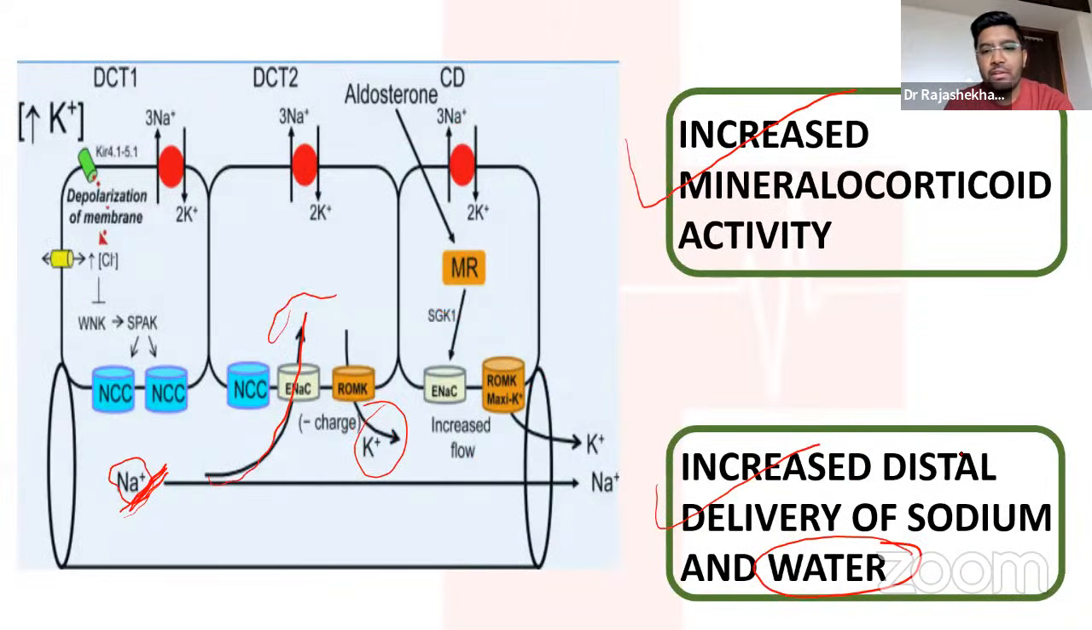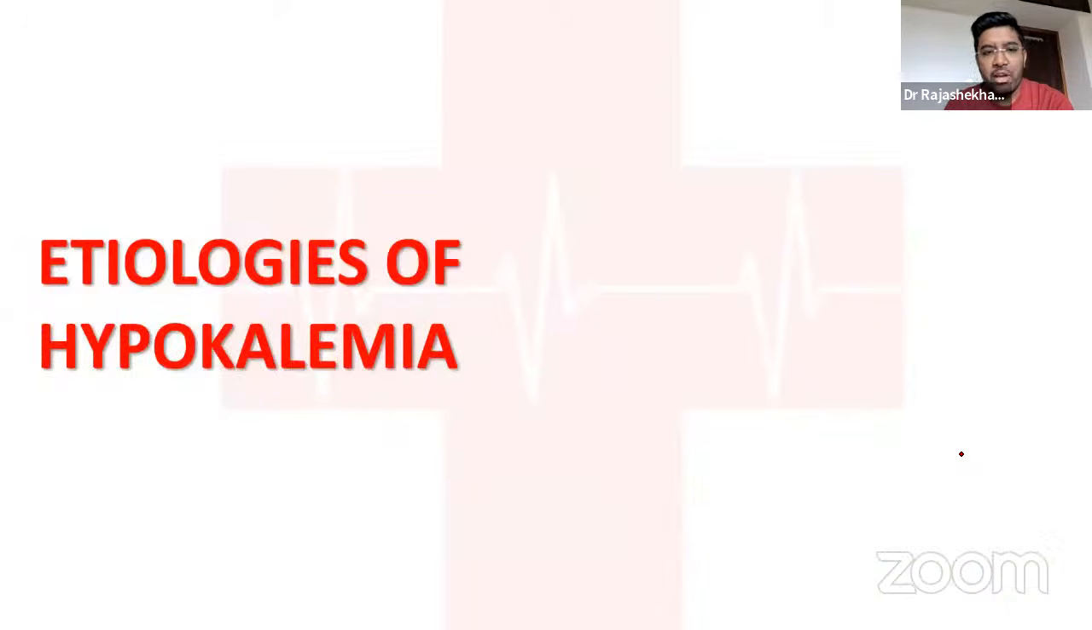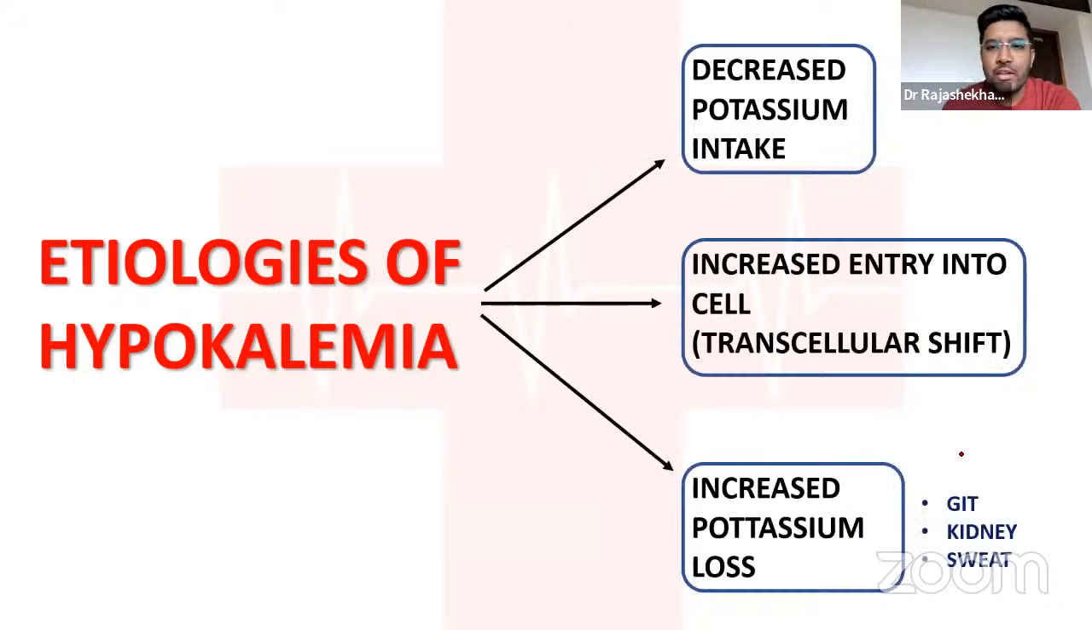So keeping these basics in mind, let's go to the etiology of hypokalemia. In your patient, for hypokalemia to occur, there has to be one of these three abnormalities. Either the patient is taking less potassium through the oral route, or there is an increased entry of potassium into the cell, called intracellular shift or transcellular shift, or the potassium is getting lost from the body. It can be from the GIT, from the kidney in the urine, or from the sweat.